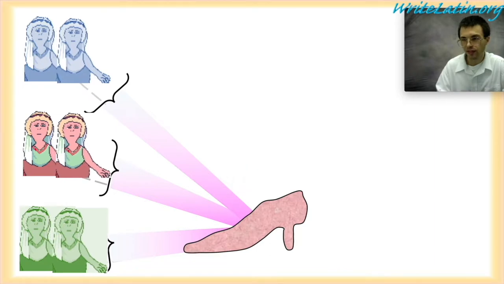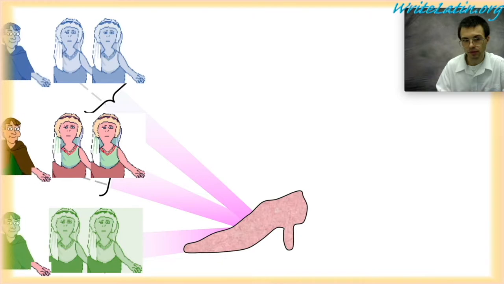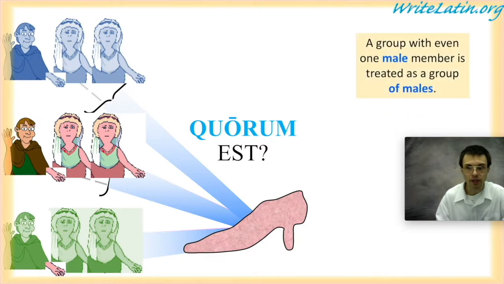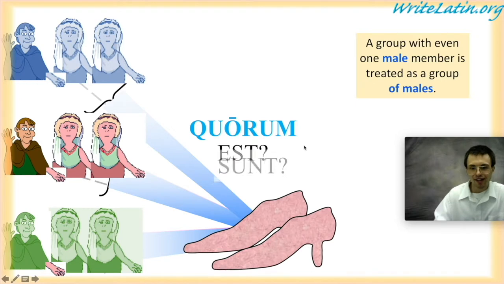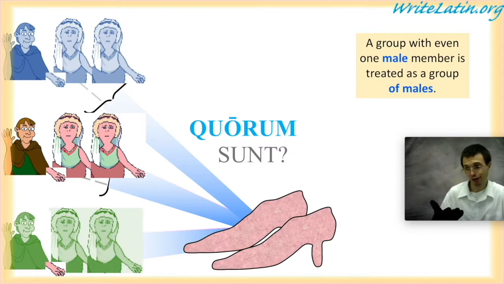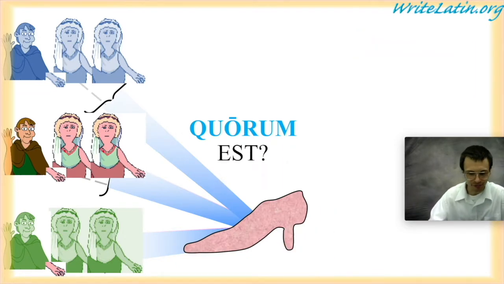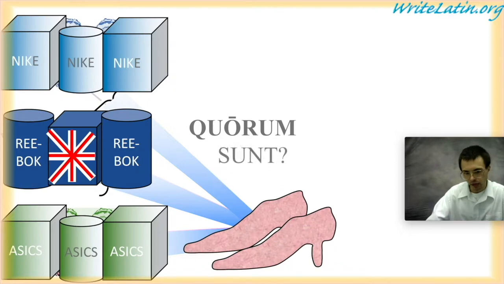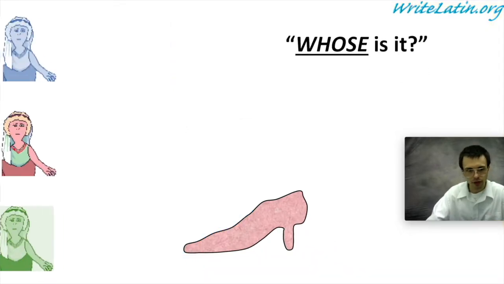What now if there is a guy in the group? Now it's going to be quorum est. Why? Because a group with even one male member in it is treated grammatically as a group of males. Sorry. So quorum sunt. Of whom are they? However, instead of feeling that Latin is being prejudiced and bigoted, you could just think that the masculine does double duty for itself and the feminine. Well, okay, I don't know. I shouldn't get into social engineering. Alrighty, so what if it's a neuter? Same thing. Quorum est and sunt.